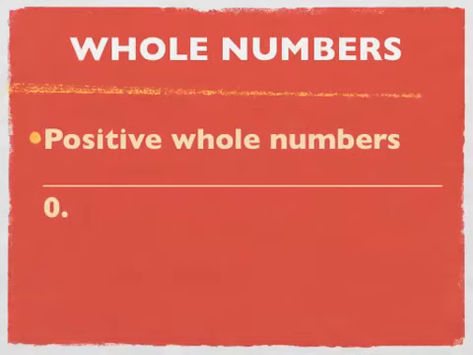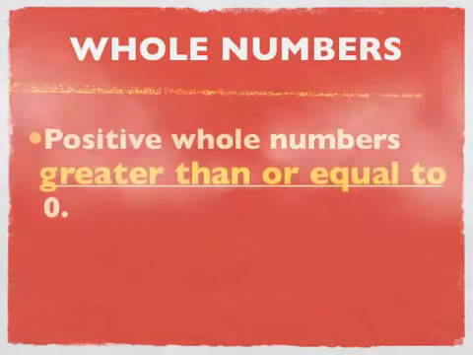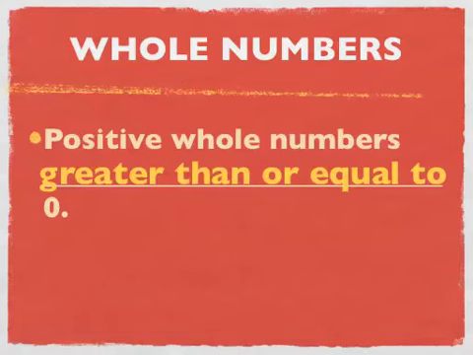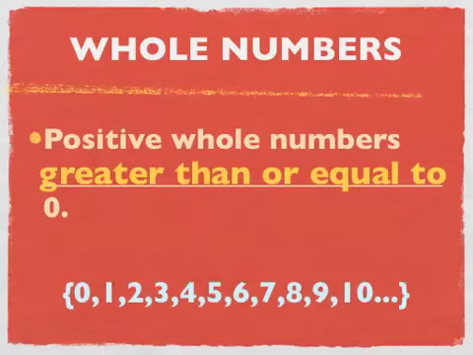Whole numbers are positive whole numbers that are greater than or equal to 0. So whole numbers are actually going to be all the same numbers as natural numbers, but now it does include 0. So we're going to start at 0, and we can go 1, 2, 3, 4, 5, 6, 7, 8, 9, 10, and keep going up from there. Those are examples of whole numbers. So the difference between natural numbers and whole numbers is that natural numbers do not include 0, but whole numbers do include 0.